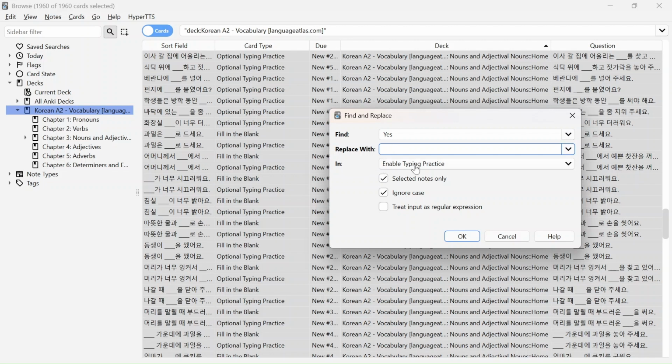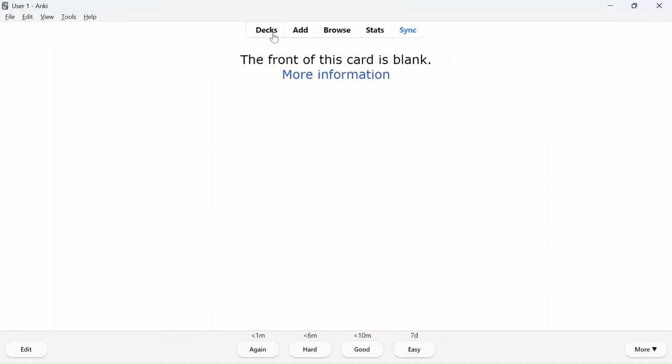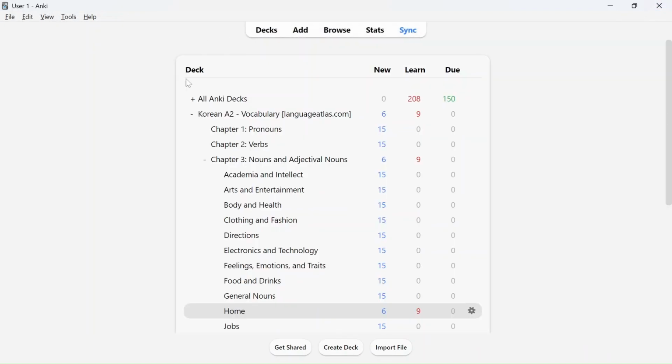We want to do this in the Enable Typing Practice field. So find "yes," replace with an empty area, and in Enable Typing Practice, click on OK. I can tell that the area is now empty. However, now we have a bunch of empty cards.